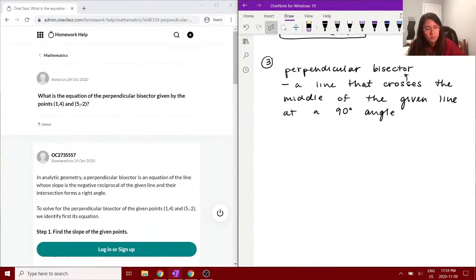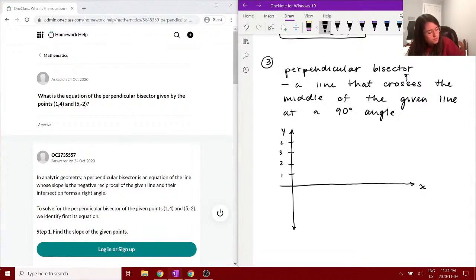So when we're given this, let's try plotting it so that we can visualize it. So we have y and x. We need 4: 1, 2, 3, 4. Minus 1 and minus 2: 1, 2, 3, 4, 5. Okay.